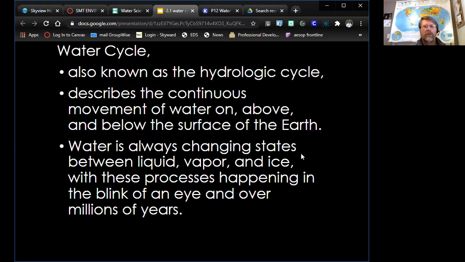All right, water is also changing states between liquid, vapor, and ice. Okay, so we'll be talking quite a bit about solids, liquids, and gases in this process. With these processes happening in the blink of an eye, such as your water evaporates or your water turns from steam into a liquid, that can be very fast. It can happen in the blink of an eye. Or sometimes you have things like glacial movement, which happens over millions of years. Okay, so the water cycle really spans the extremes of our time frames.